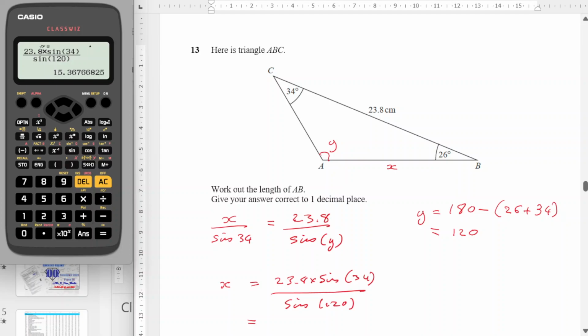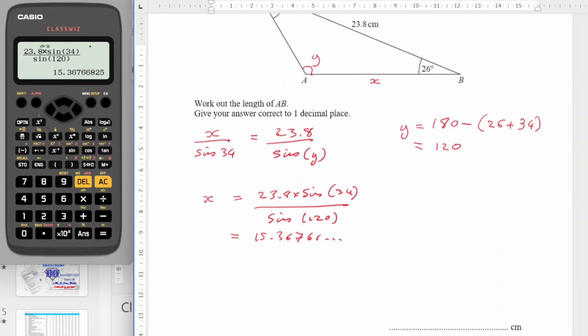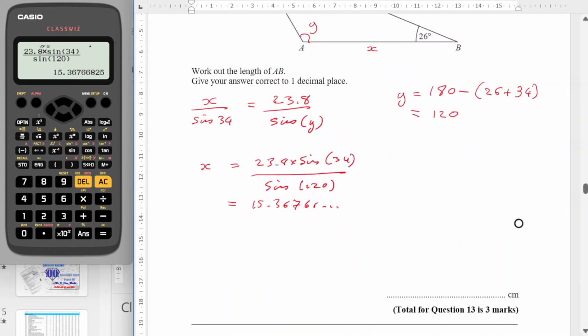So we're looking at 15.36766... I've not rounded at any point, so this should be pretty exact. So to one decimal place, I'm looking at 15.4.